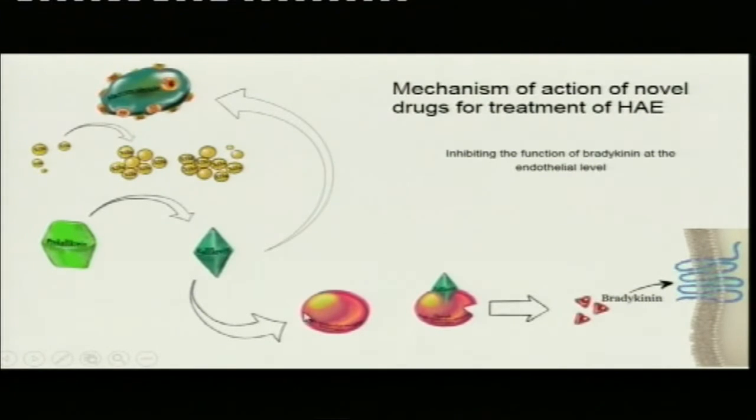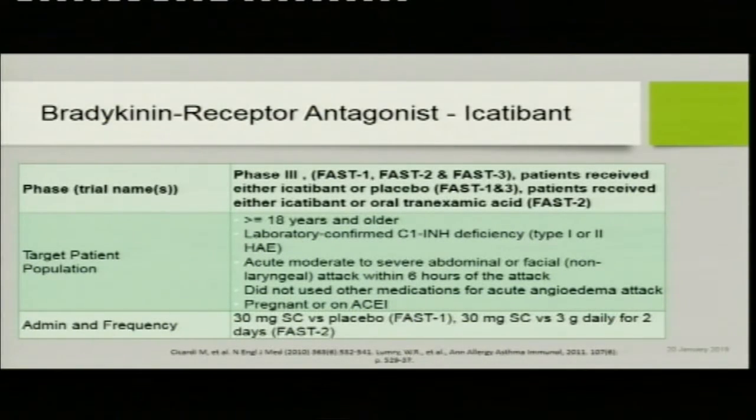Now, we move to the next one, which is the receptor antagonist. We have only one approved or being studied, called icatibant. There are 3 trials, all published in the New England Journal of Medicine, Phase 1, Phase 2, Phase 3. All of them used the same dose. The only difference between Phase 1 and 2 was the comparator: one was a placebo, and the second one was tranexamic acid.